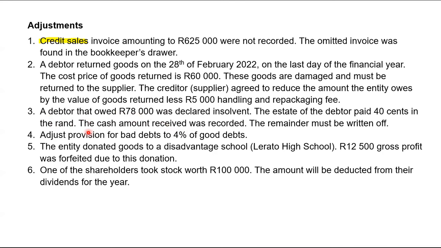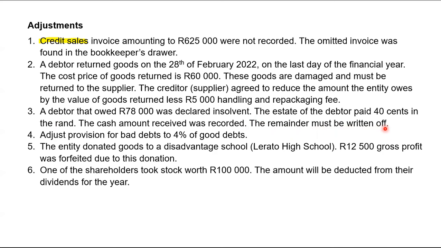Let me read further. Then they say the cash amount received was recorded. Oh, now that 40 cents, I don't need to record it because it was already recorded. The 40 cents of that 78,000 has already been added to bank, and the 40 cents of that 78,000 has already been deducted from my debtors control. Good. Now let's read further. I don't need to record that, so I'm happy. Then they say the remainder must be written off.